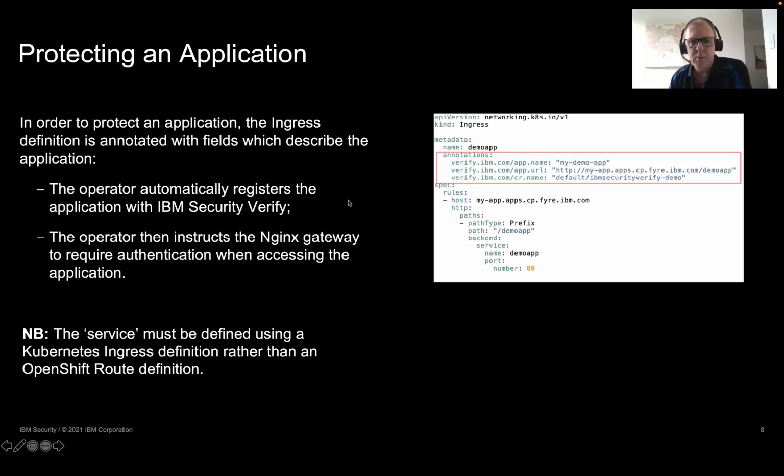So that's what the operator will do when it intercepts the ingress definition, and then it will register the application with IBM Security Verify and then instruments the Nginx gateway to require authentication when accessing the application.